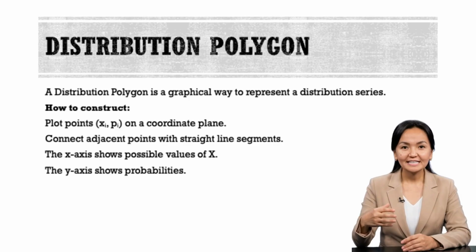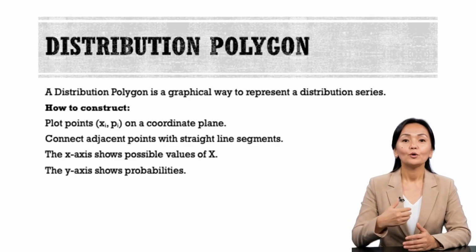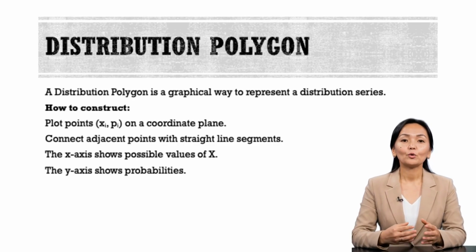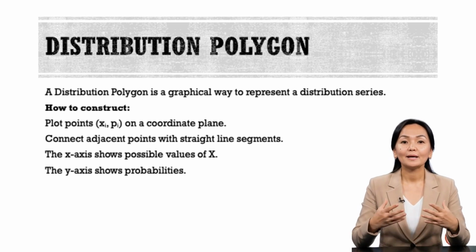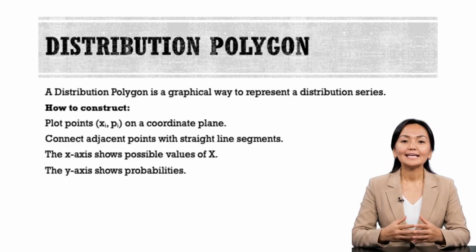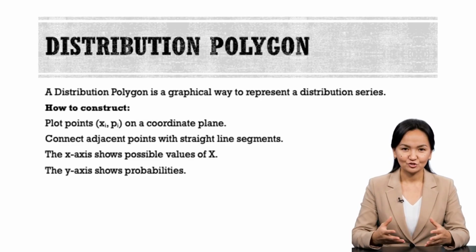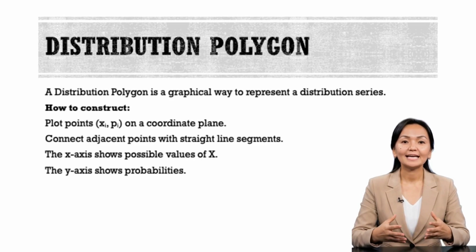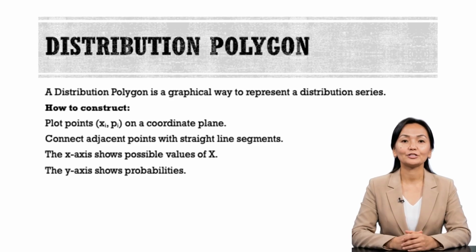We can also represent a distribution series graphically using what's called a distribution polygon. To construct it, we plot points with coordinates x_i on the horizontal axis and p_i on the vertical axis. Then we connect adjacent points with straight line segments. This gives us a visual picture of the distribution, making it easy to see which values are most likely and how the probabilities are spread out.